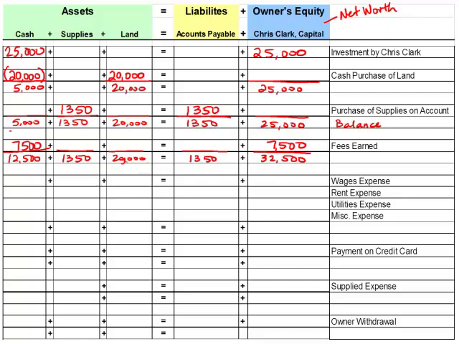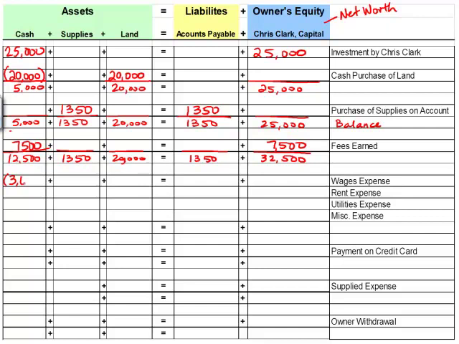Next transaction, he paid expenses: wages, rent, utilities, and miscellaneous. So he's writing checks. He's paying things. So what's going to be affected here? Okay, well, he's not paying off his debt yet. That's next, I think. He's paying bills. Okay, cash is going to go down.